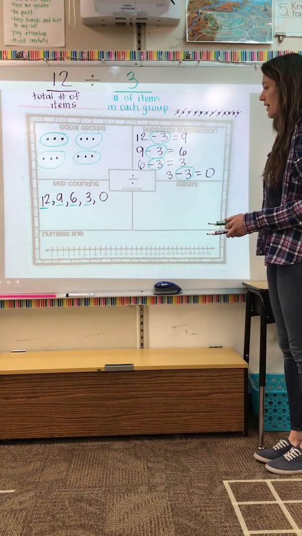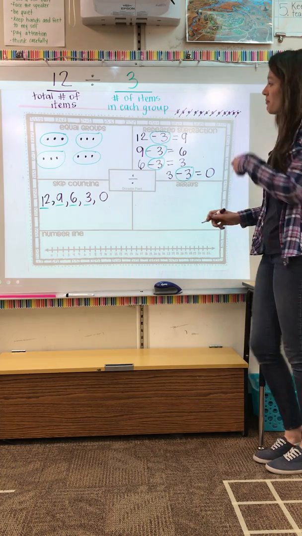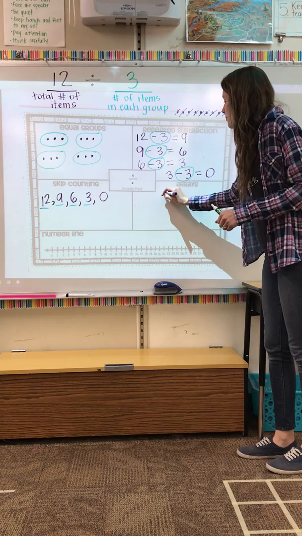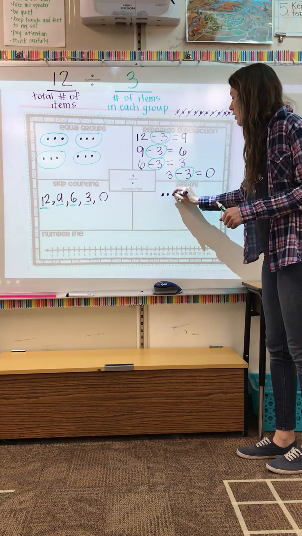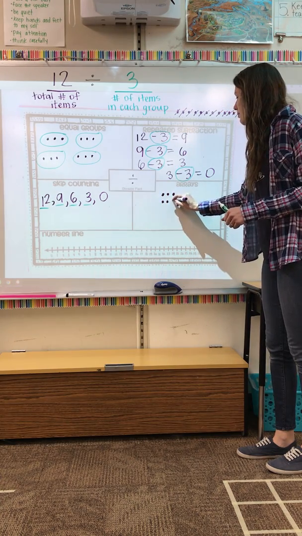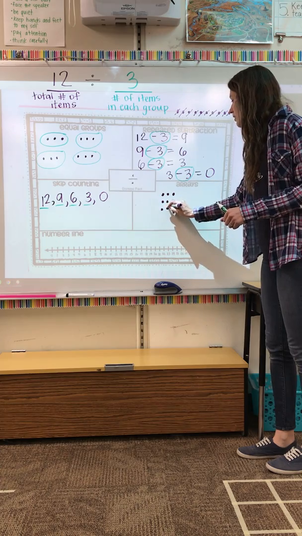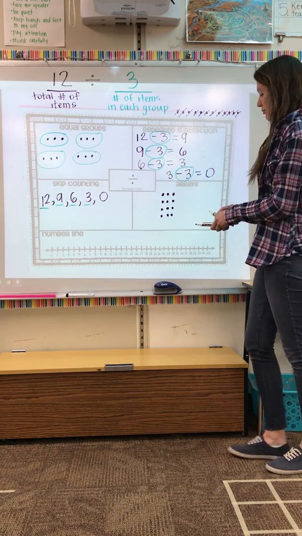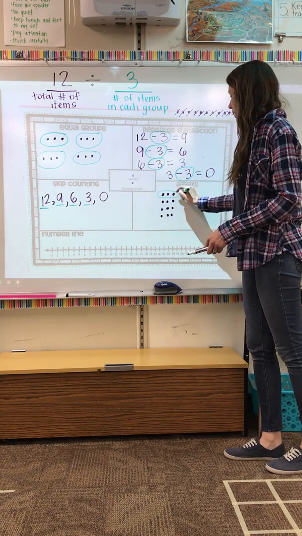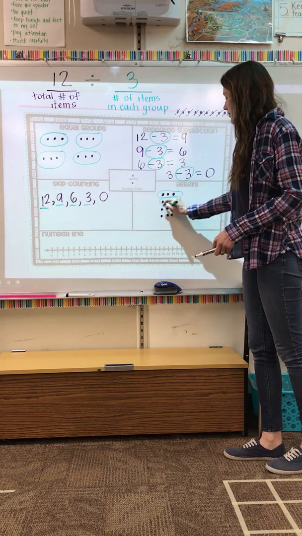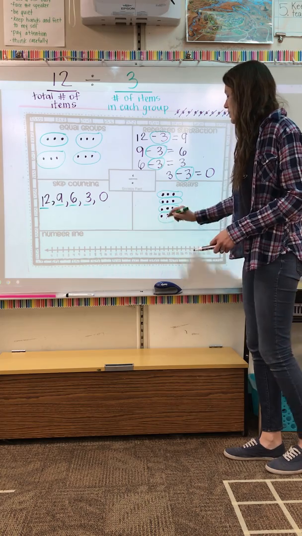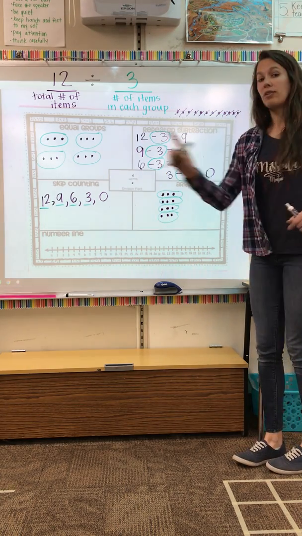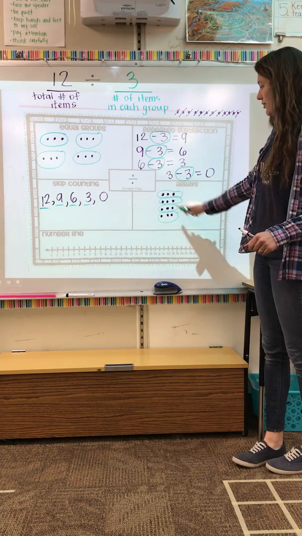Lastly, we'll do our arrays. So again, you'll see you can use your equal groups to help you. We should have groups or rows of 3, and we should have 4 rows of 3. Remember, our rows go left to right, and we've talked about that as when you row across a lake, you have to row left to right, just like our rows in our arrays.